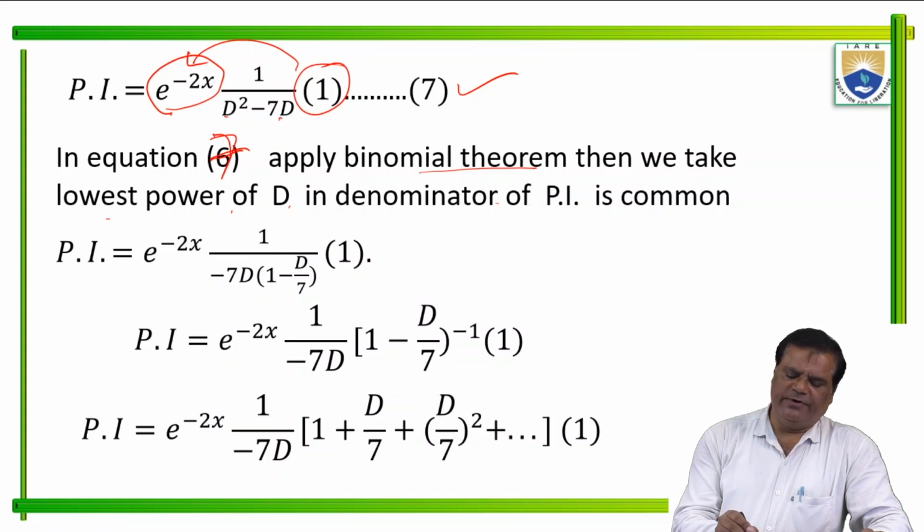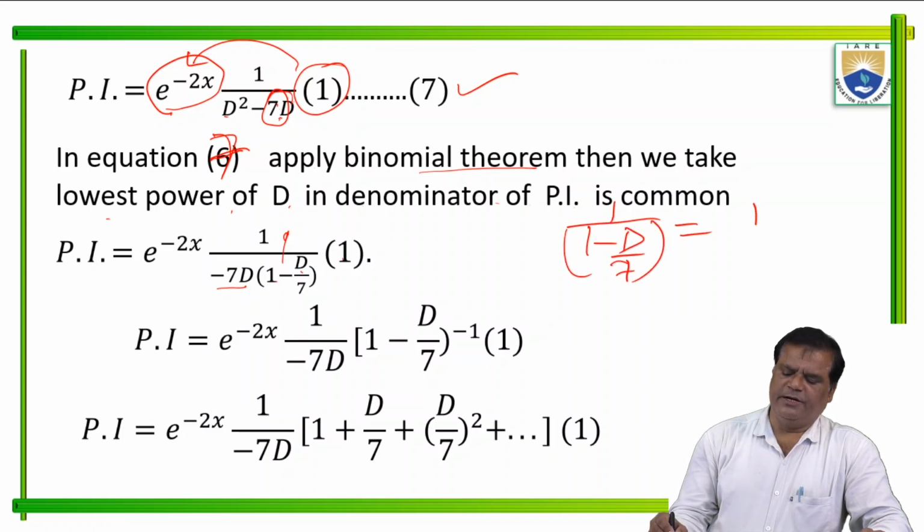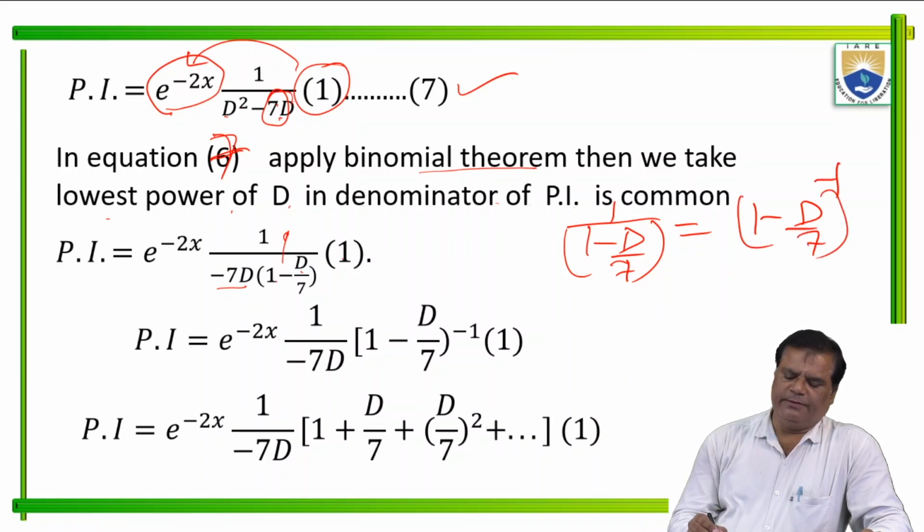So lowest power of D means D to the power 1. So minus 7D is taken common. Here minus 7D taking common, and that is 1 minus D square upon 7D, so D by 7 into 1. We are taking this in numerator: 1 minus D by 7, whole to the power minus 1. So here taking minus 1 and into 1. Now opening this, here minus 1 upon 7D.